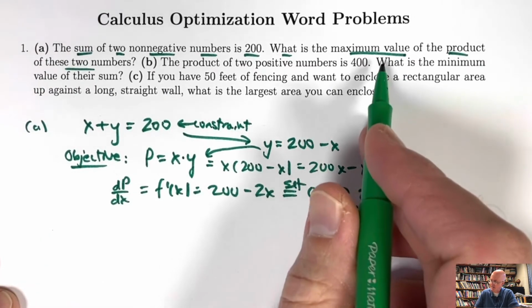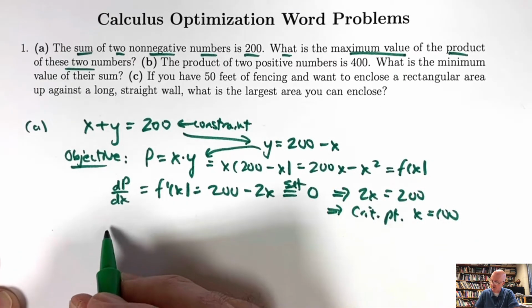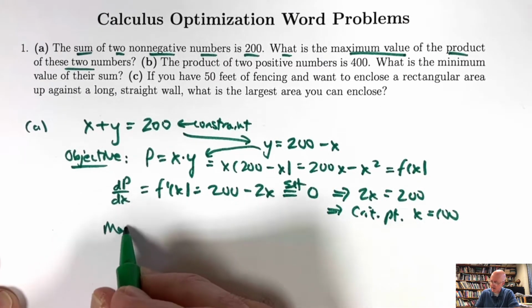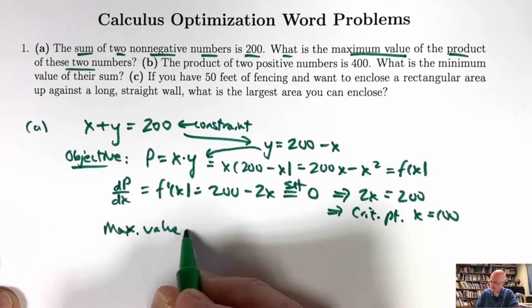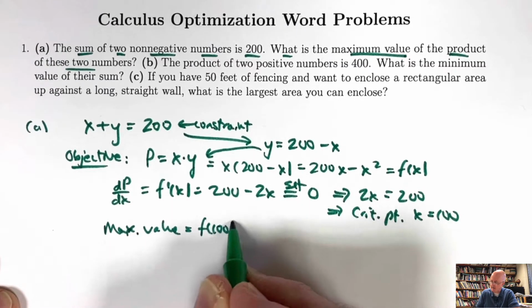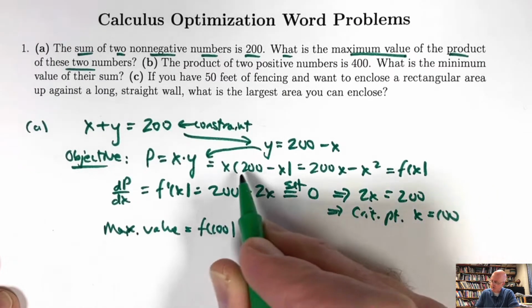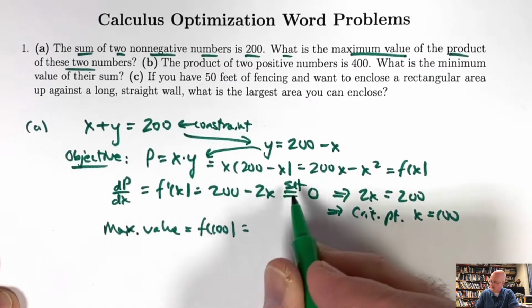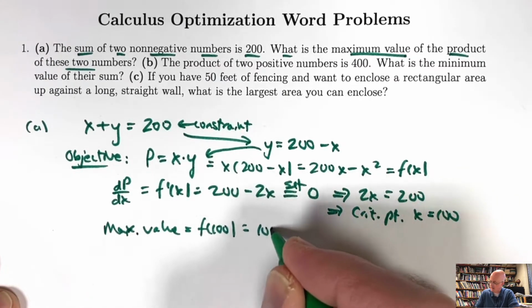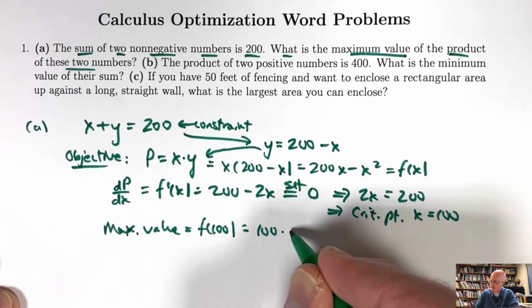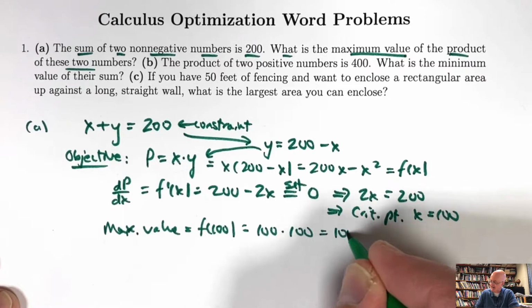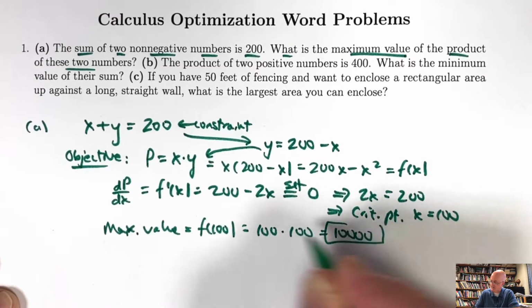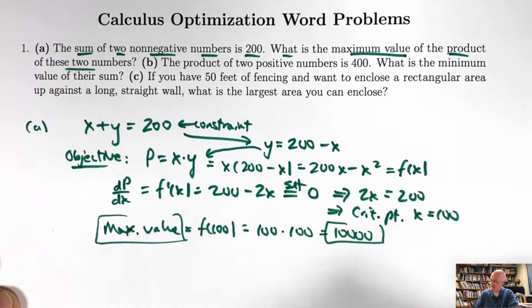We do want to find the maximum value of that product, so now we find f of 100. The max value is going to be f of 100. Plug in 100 into this formula. It's probably easiest to plug it into there. 100 times 200 minus 100 is times another 100. 100 squared is 10,000. That is the answer for the max value of the product.